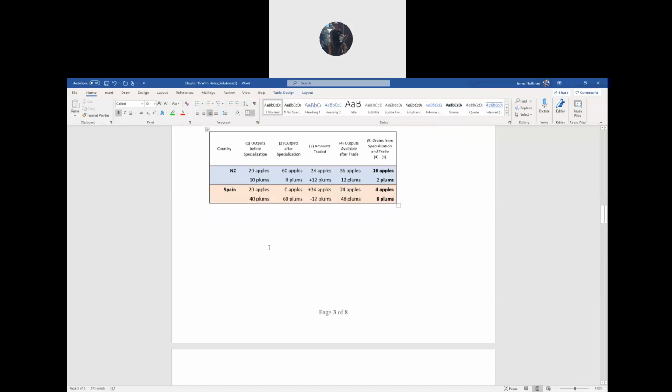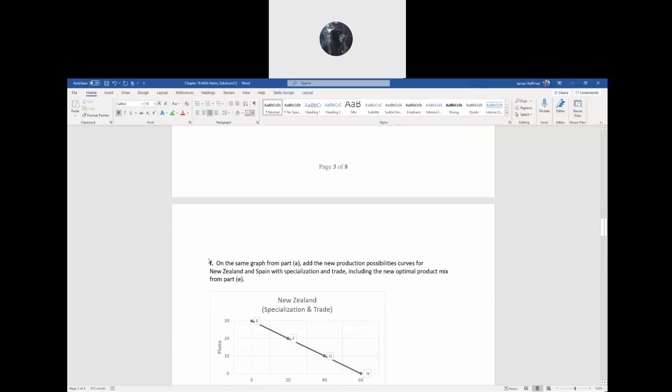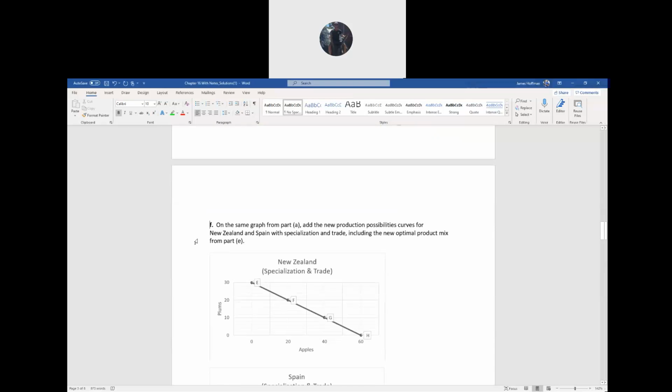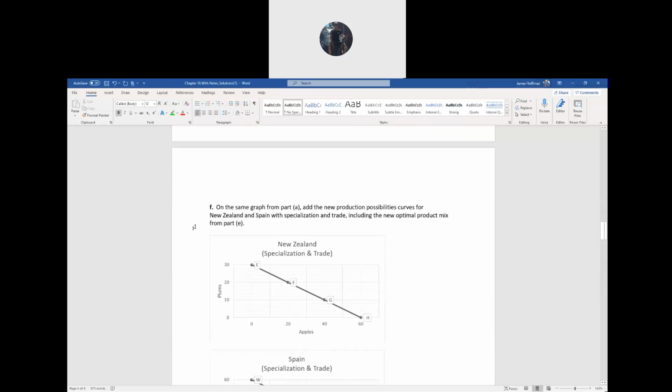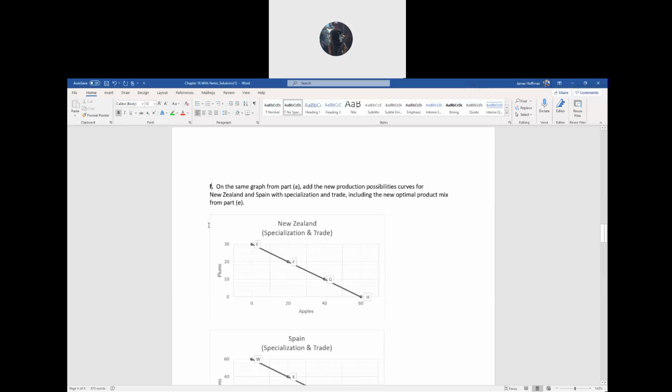And then the last part is just show the full new graph they could gain from doing the specialization and trade. So on the same graph from part A, or new graph like I did here, add the new production possibilities curve for New Zealand and Spain with specialization and trade, including the new optimal product mix from part E. So all you have to do here is show the new production possibilities curve with specialization and trade.